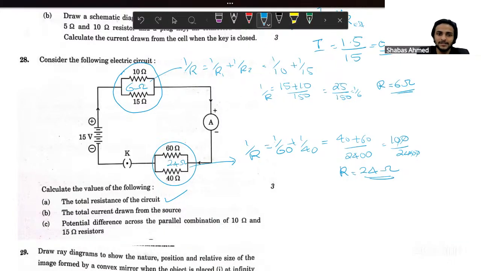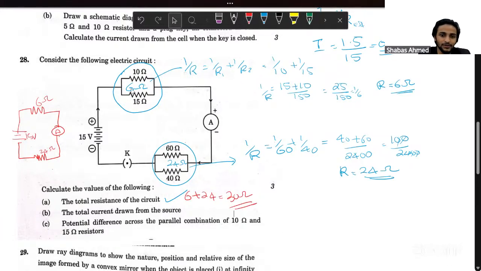And now this system is in series with this system, right? Now our circuit is like this. I'm just drawing here. This is the battery. An ammeter is here, and the system is like this. This is 15 volt, and this one I can replace as 6 ohm. This is 24 ohm. Now these two are in series, as you can see here. Therefore, we can say the total resistance will be equal to 6 plus 24, that is equal to 30 ohm.